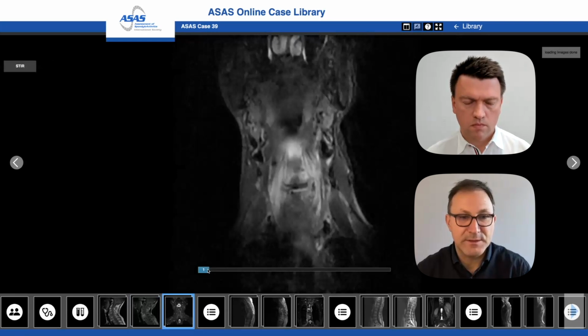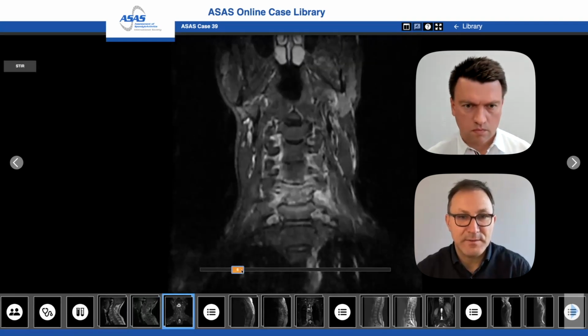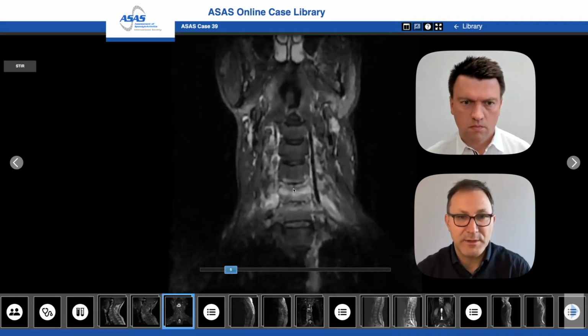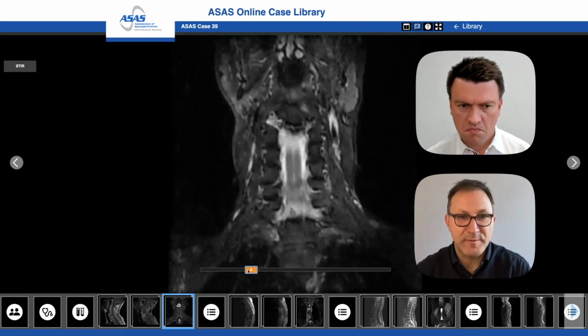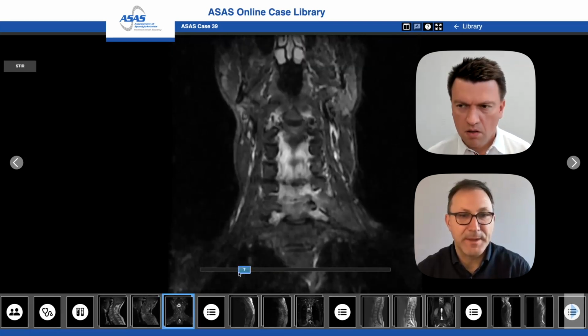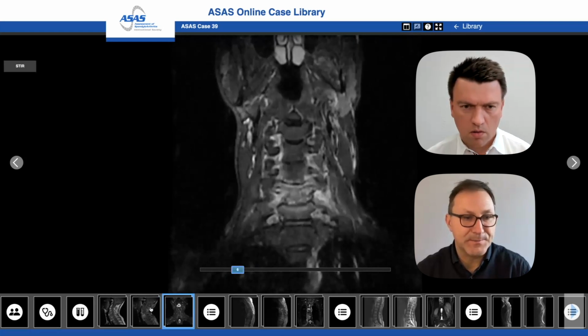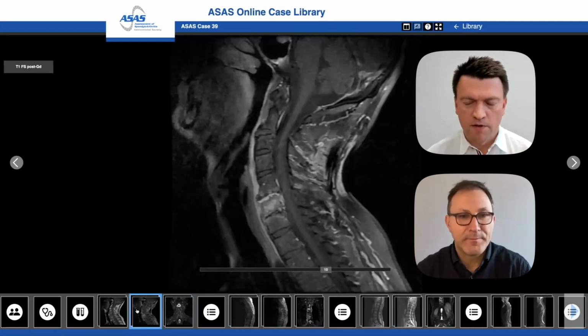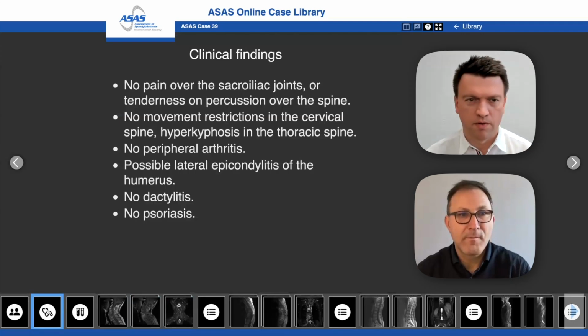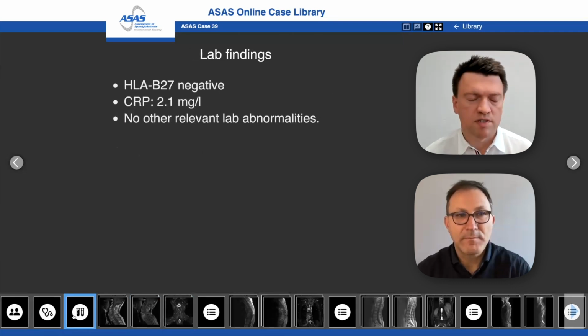And here you see the STIR sequence in the coronal slice orientation, where you can appreciate the bone marrow edema again, and also a little bit the involvement of the soft tissue surrounding these vertebral bodies. So overall, indeed, a very scary presentation, but at the same time, the CRP level was only slightly elevated at the initial presentation. There was no fever, but because of this appearance, highly suggestive of spondylodiscitis, surgery was performed.